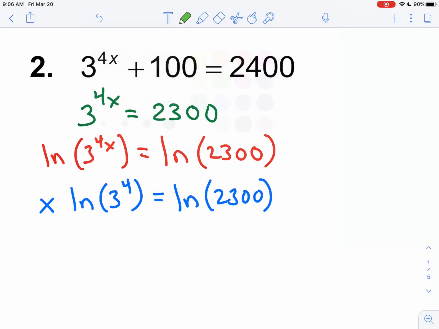And now, even though I don't know what the natural log of 3 to the 4th power is, it's just some number. And so we're going to just divide both sides by that number.